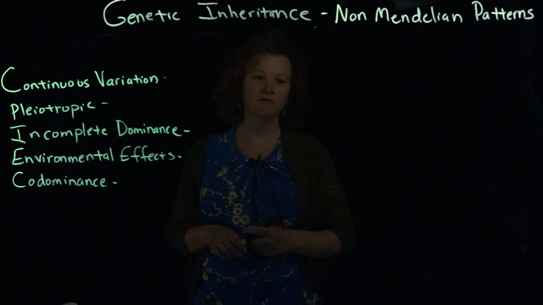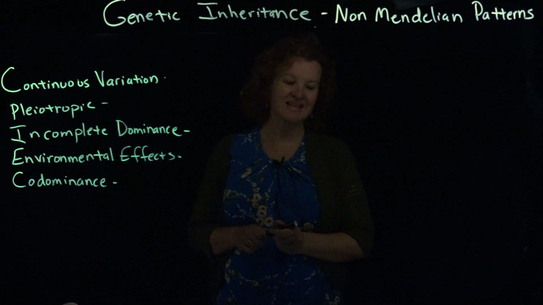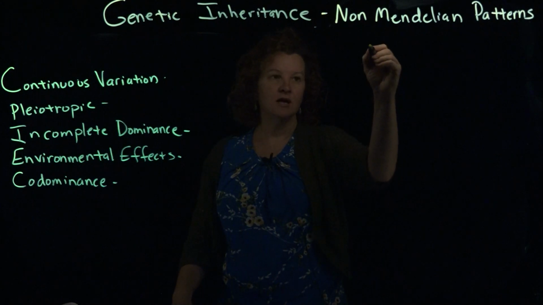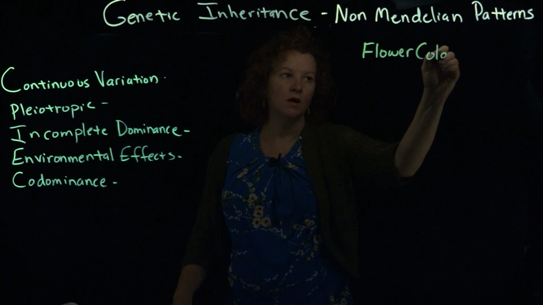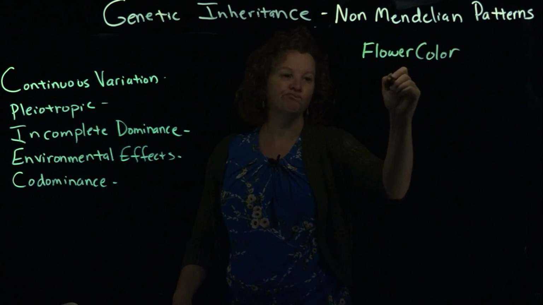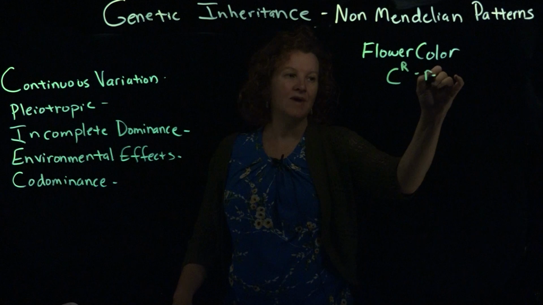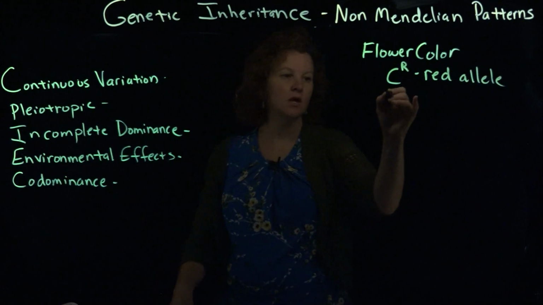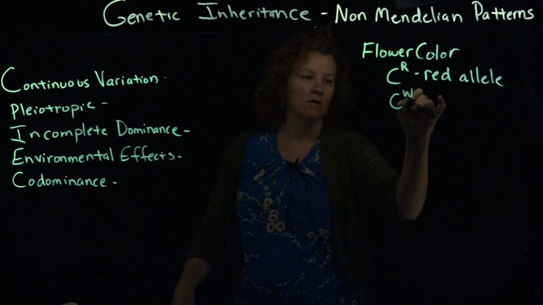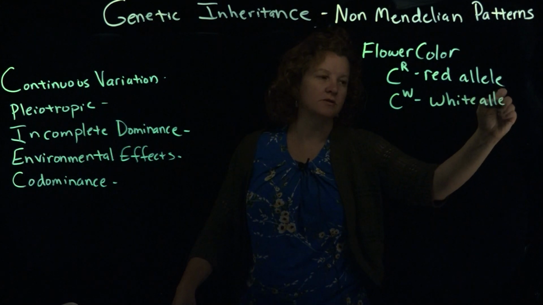So what I'm going to do is use a couple of very straightforward alleles and compare what the patterns would be like. If we were going to use, let's say, flower color, that would be our gene. We'll make R the red allele, and then we'll make CW the white allele. Then we'll compare some of the effects that you have.